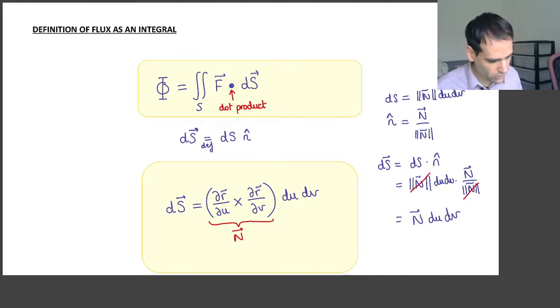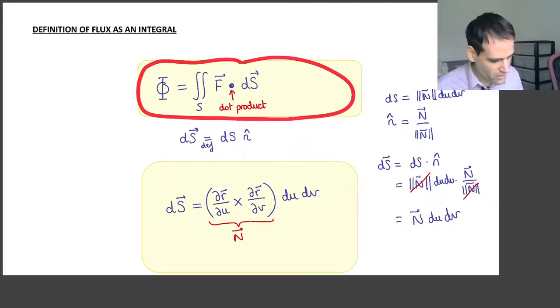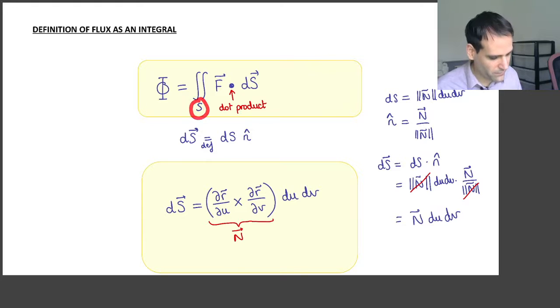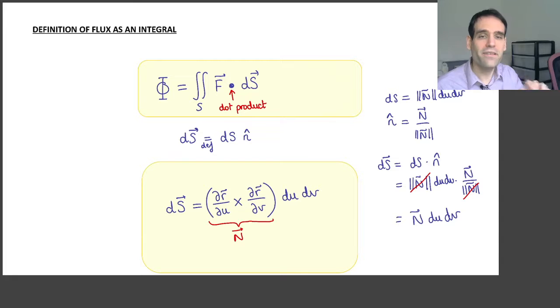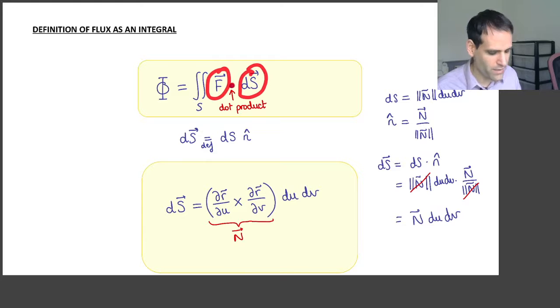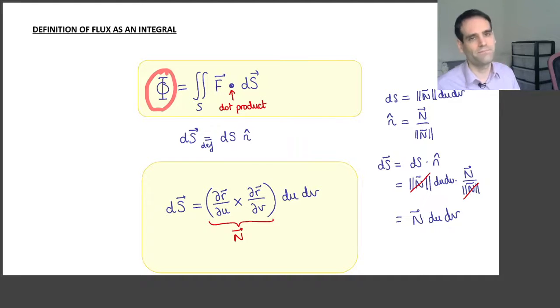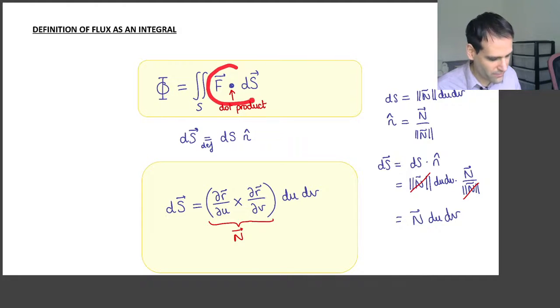So in order to do this flux integral, we have to parameterize the surface, then we have to calculate dS using this formula, and then, very important, we have to do the dot product between the function that we are integrating and dS. They are both vectors, and we need to do the dot product because the flux has to be a scalar. So whatever is inside of the integral must be a scalar. That's why it's important to remember the dot product.